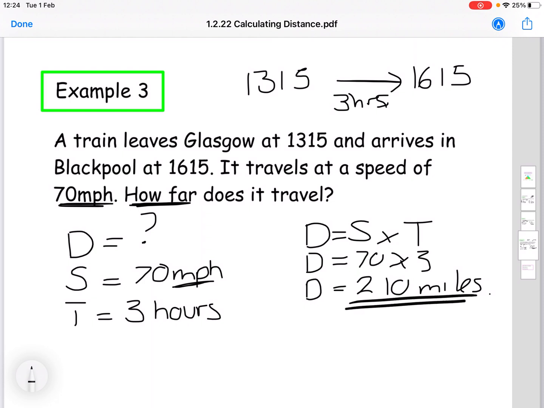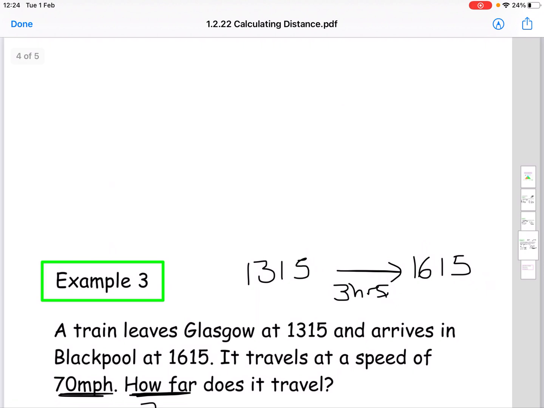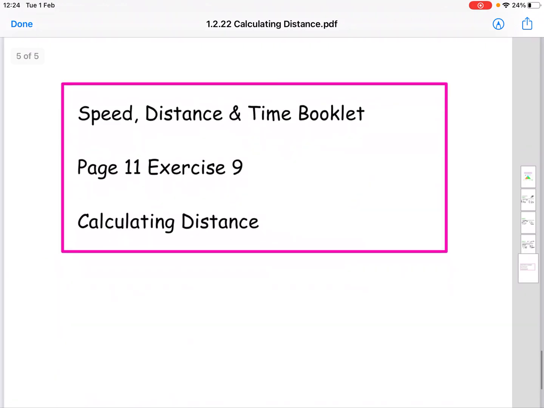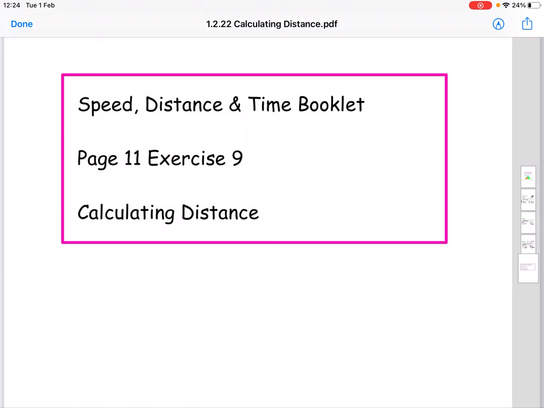What I would like you to do today from your booklet is page 11, exercise 9. There are a range of questions there. I have covered examples that will cover the types of questions on the exercise. If you have any questions or you need any help, please make sure you ask the teacher that's available.